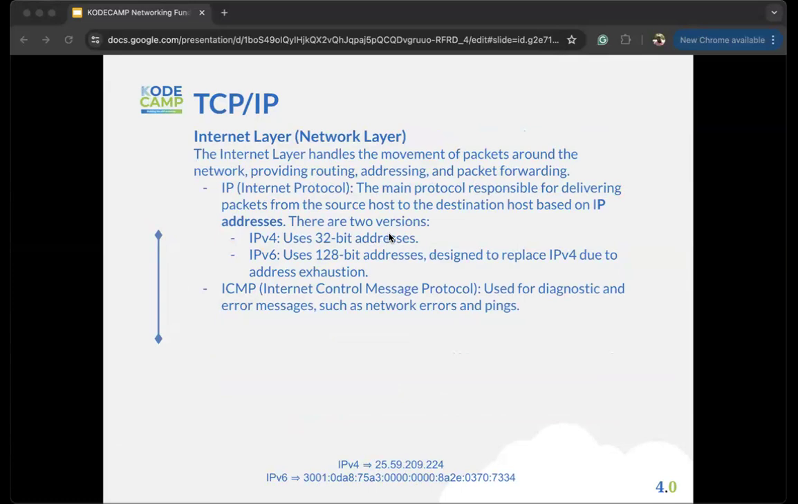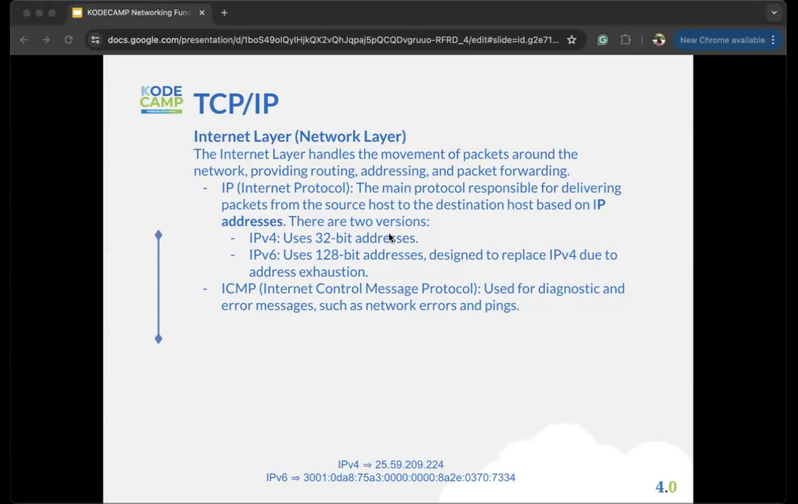The Internet Protocol, like I said here, is the main protocol responsible for delivering packets from the source to the destination host using IP addresses. It's the main set of processes used to deliver data from one network to another network, using the IP addresses. The IP addresses are like an identifier of a host within a network, right?